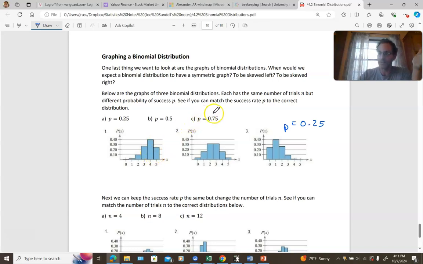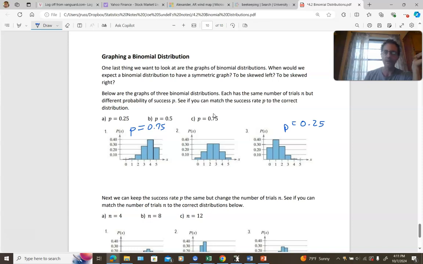And then whenever you have most of your probability for higher values of x, that corresponds to a higher probability of success, right? Think about the LeBron James example. If LeBron James is a 70 or 80% free throw shooter, you're going to expect him, if he's shooting 10 free throws, to hit 7 or 8 of them. Those are going to be the most likely outcomes.